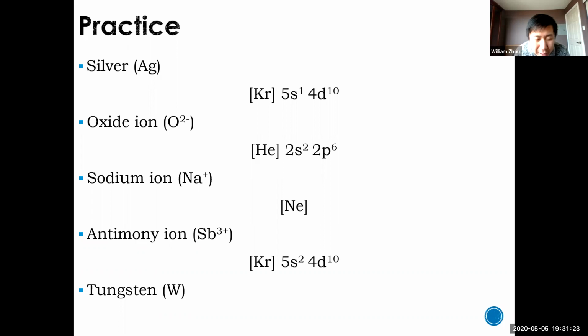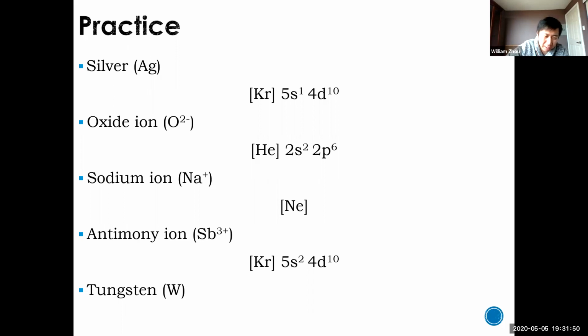And antimony can make a charge of 3+ or 5+. And you can clearly see why. 3+, you just take away the 5p3, very convenient. 5+, well, just take away 2 more from the 5s. You will end up with 4d10, which is very stable. You don't have a 4+ because then you have to take just 1 electron from the 5s, and that's not stable. And next is tungsten.